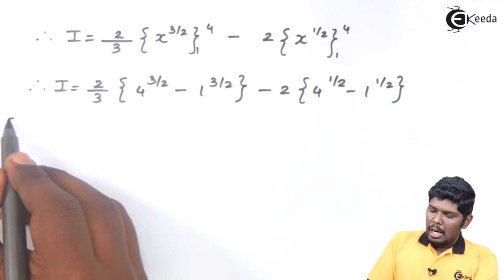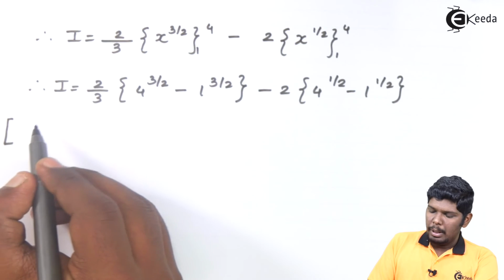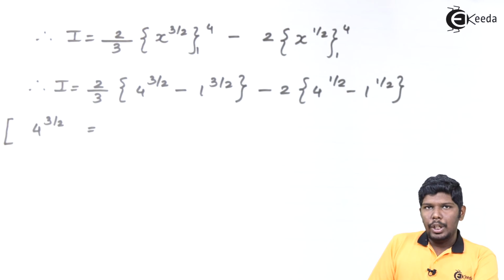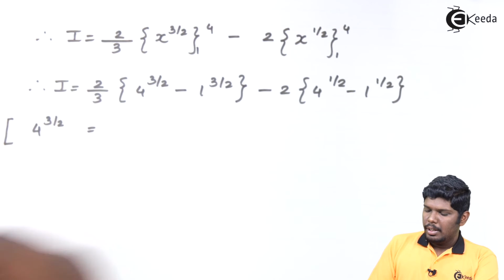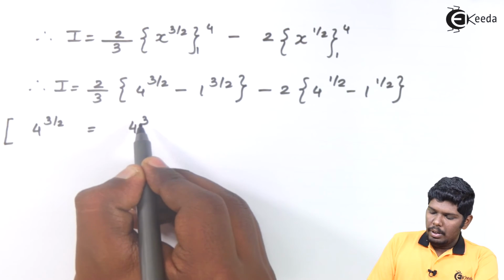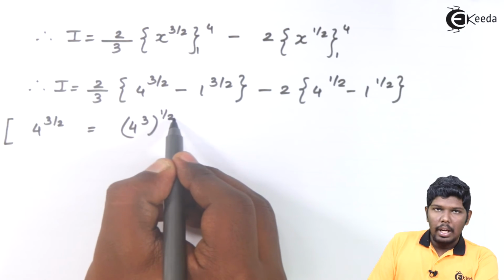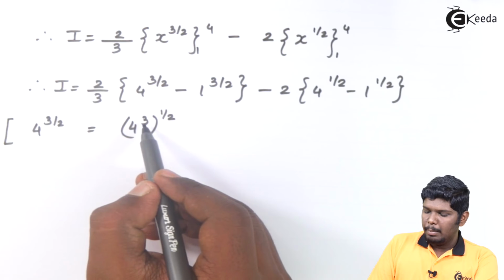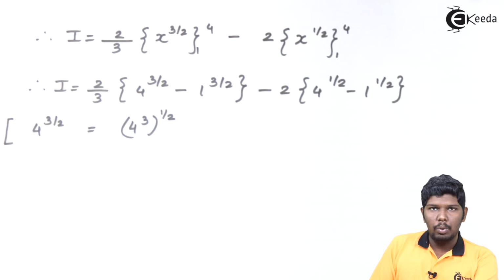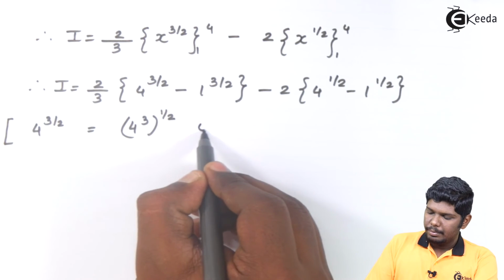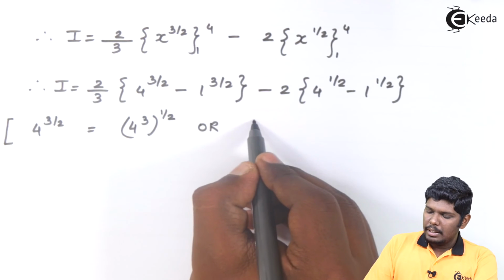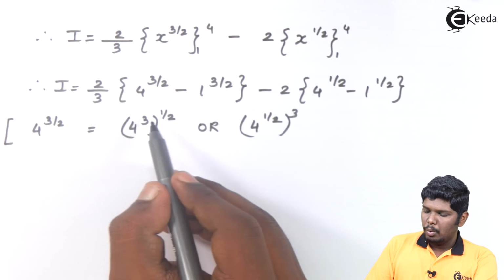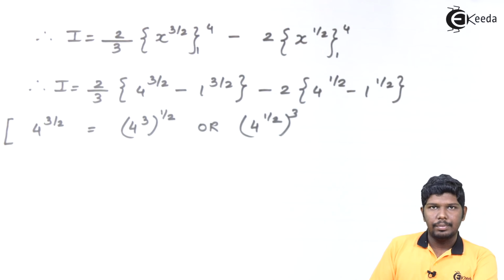Let us see how to find the value of 4 raised to 3 by 2. You can write 4 raised to 3 by 2 in two ways. You can either write it as 4 cube the whole raised to 1 by 2, since a raised to m the whole raised to n is a raised to m into n, that means 3 into 1 by 2 gives 3 by 2. Or you can write this as 4 raised to 1 by 2 the whole cube. In short, you can interchange the places.